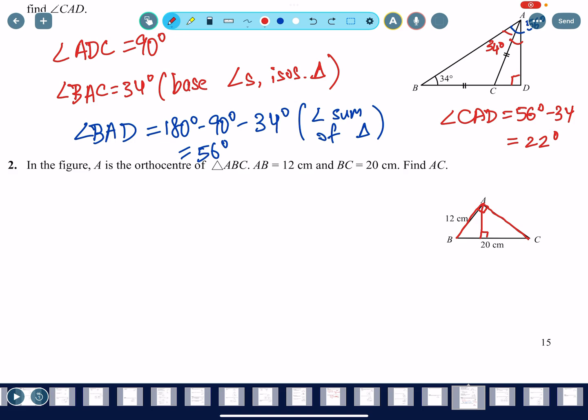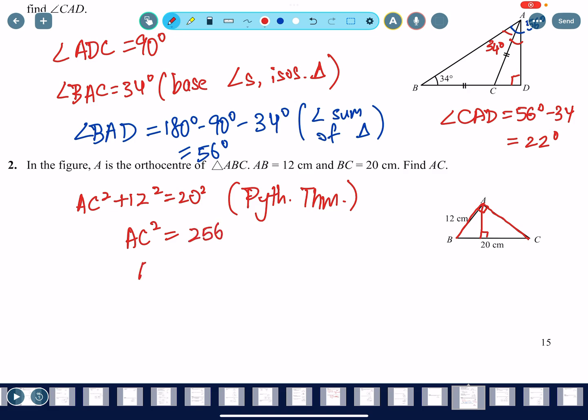All right, so find AC, Pythagoras theorem. AC squared equals to, it's not the hypotenuse. So AC squared plus 12 squared equals 20 squared. Now you can see we're making use of older topics, and I think that's one way you don't forget them. 256, that should be 60. AC equals square root of 256. 16 cm.